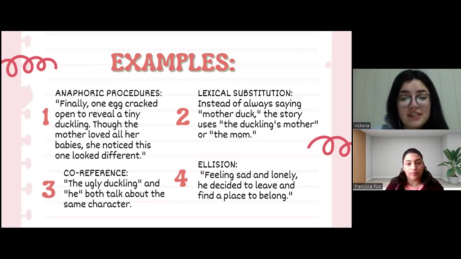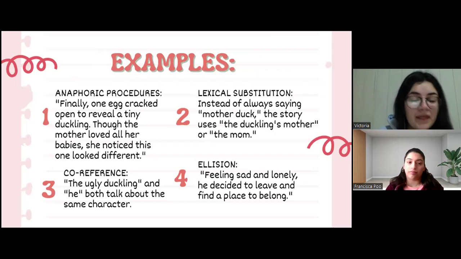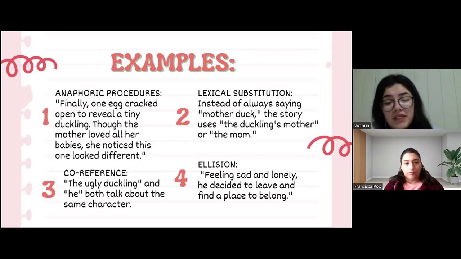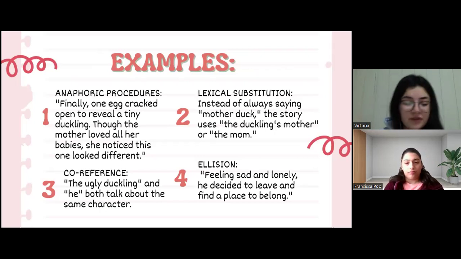Then we have lexical substitution. Instead of always saying mother duck, the story uses the duckling's mother or the mom. Then we have co-reference, which tells us that the ugly duckling and he both refer to the same character. And finally, we have elision. Feeling sad and lonely, he decided to leave and find a place to belong.